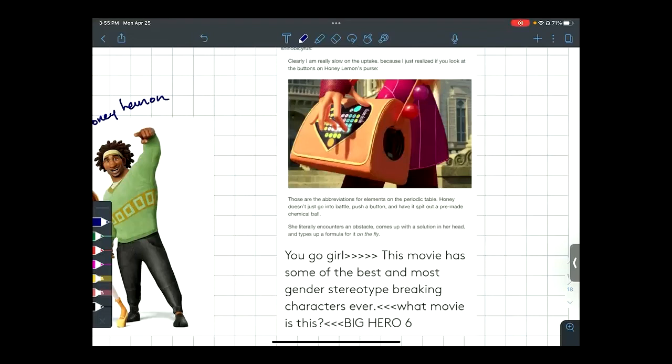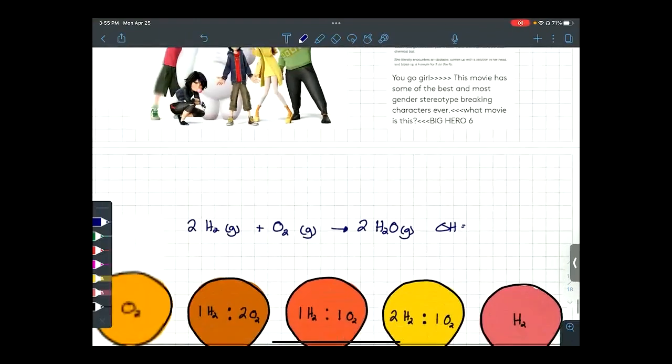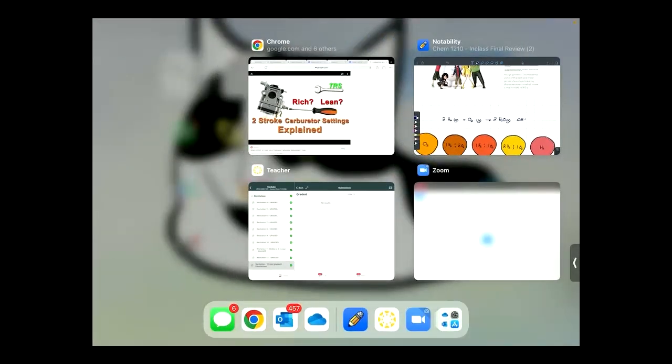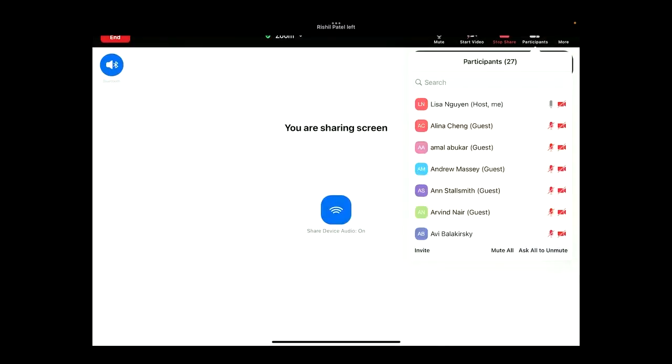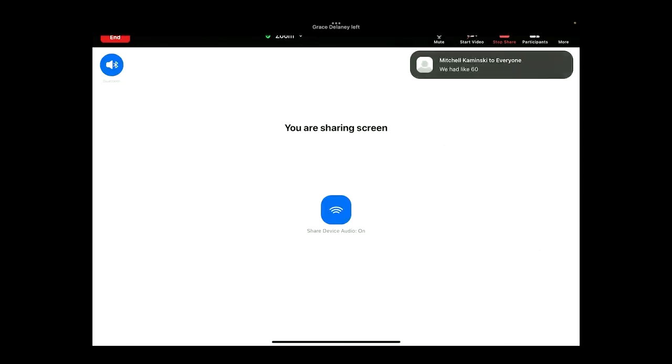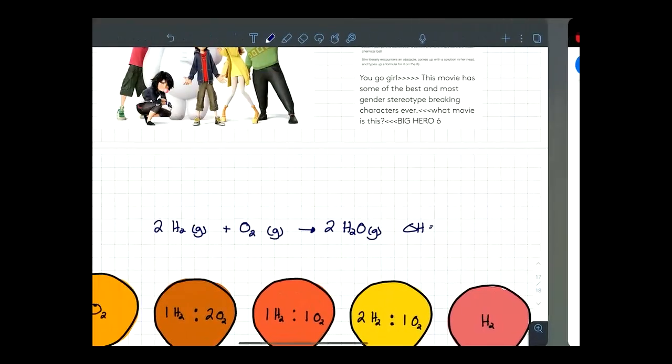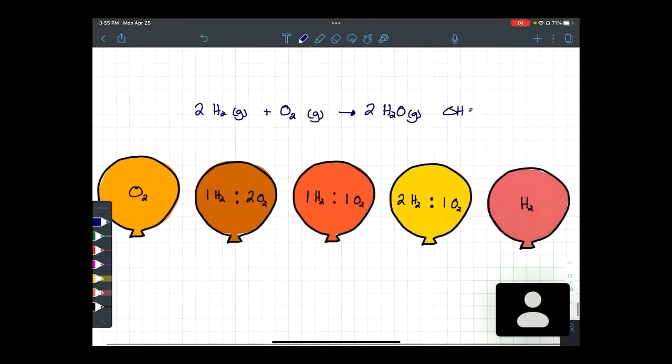Do you guys not know where to go? If you want to stay, I'll talk about my tractor. How many joined the Zoom? I don't know. We had 60, there were 50. Okay, perfect. So if you want to stay, I'll talk about my tractor here.